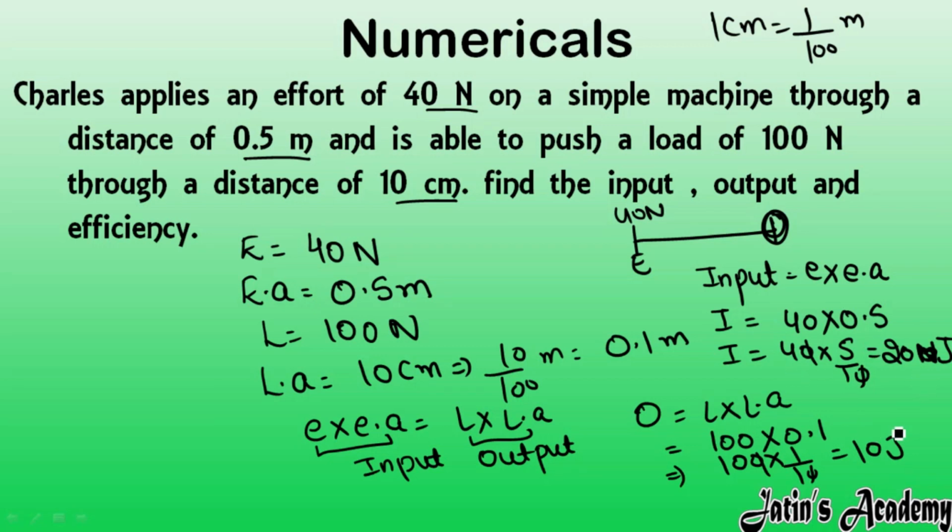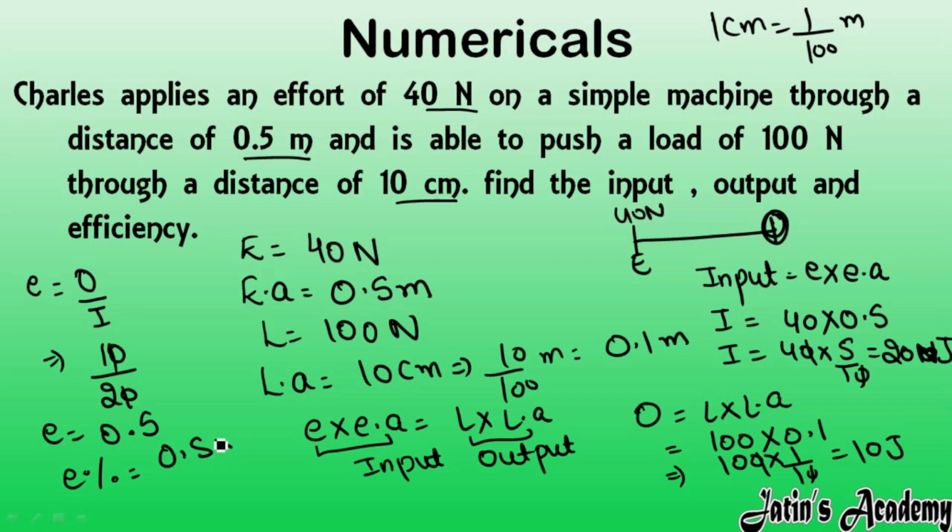Input we have found, output we have found. Now the work is efficiency. What is the formula of efficiency? Efficiency means output over input. What is the value of output? That is 10. What is the value of input? That is 20. So efficiency is 0.5. Or in percentage you can write 0.5 multiply 100, that is 50% efficiency. Fine.